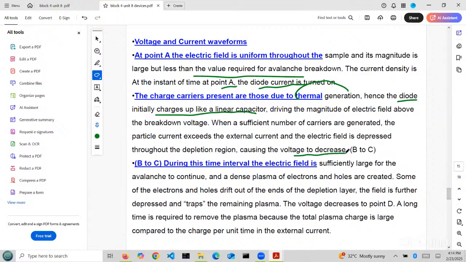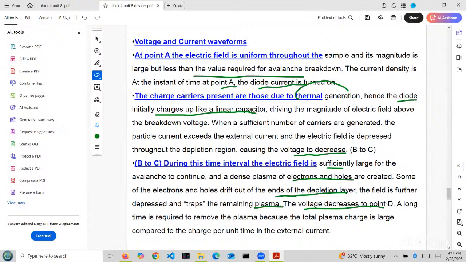From B to C point, what happening? Voltage is decreasing. During this time interval, what happens? Voltage is decreasing, current is decreasing. Sufficiently large for the avalanche to continue, dense plasma of electrons and holes is created. Some of the electrons and holes drift throughout the depletion region, and the field is further decreased, and plasma is forming there. What is forming? Plasma is formed. So the voltage is decreased up to which point? The voltage is decreased up to the point T.